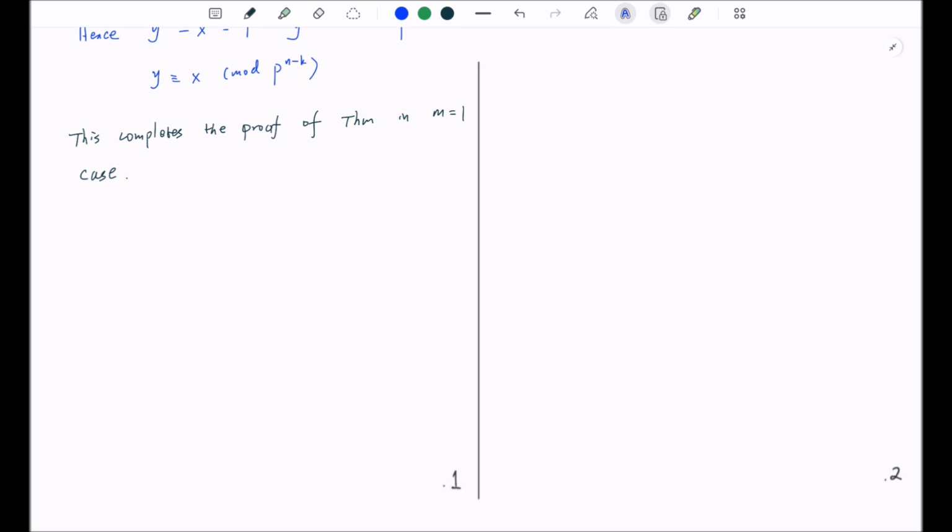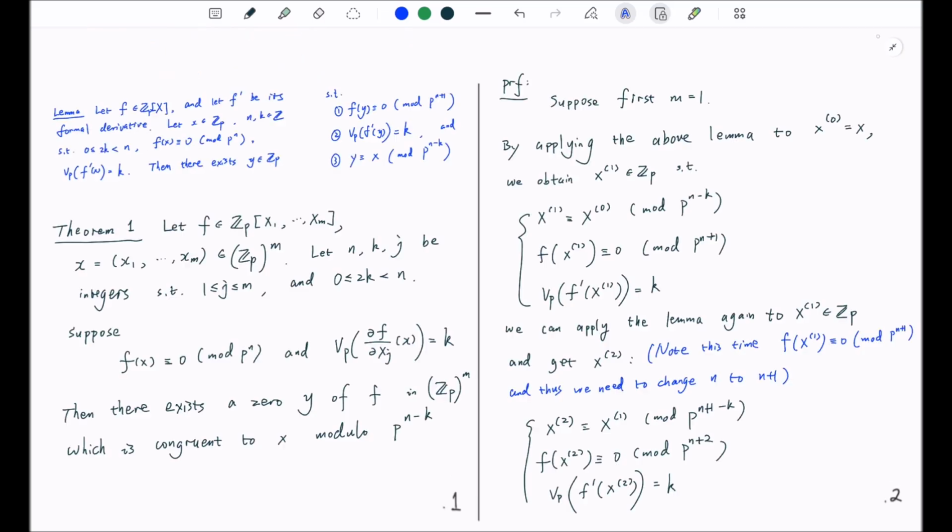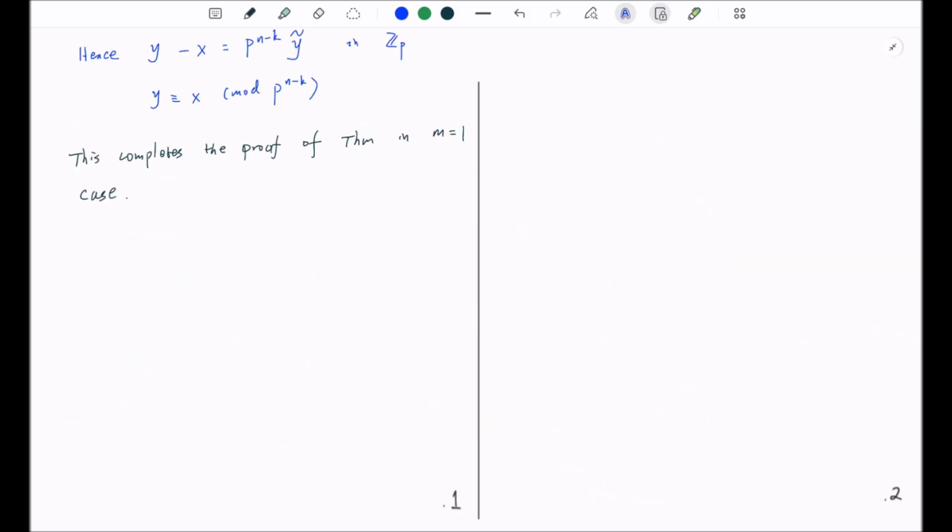Now let us deal with the general case of multivariate polynomials, namely when m is strictly bigger than 1. The case when m is bigger than 1 reduces to the case when m is equal to 1 by modifying only the jth component of the polynomial f. Specifically, we are going to define a single variable polynomial out of the original m variable polynomial f.